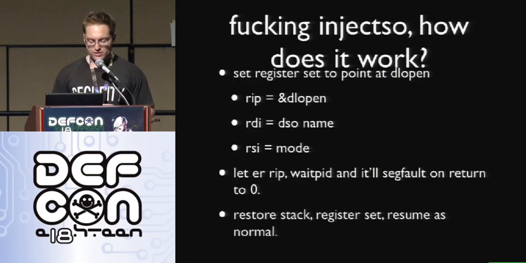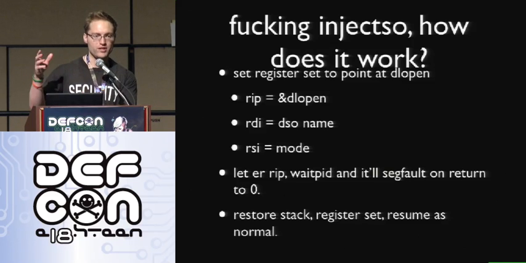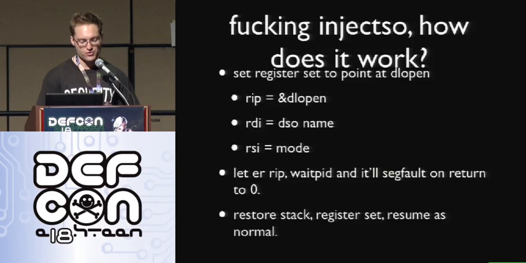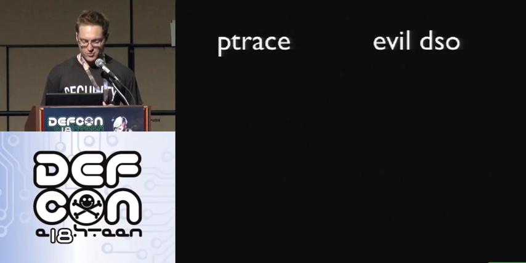When the segfault happens, you as the tracer of the process will get a signal. So the child process will get suspended. You'll be awoken, and you'll be allowed to do stuff to it. So you just restore the stack, restore the register set, and just let the world continue on its merry way as if nothing bad happened. And this actually works, and it's pretty cool.